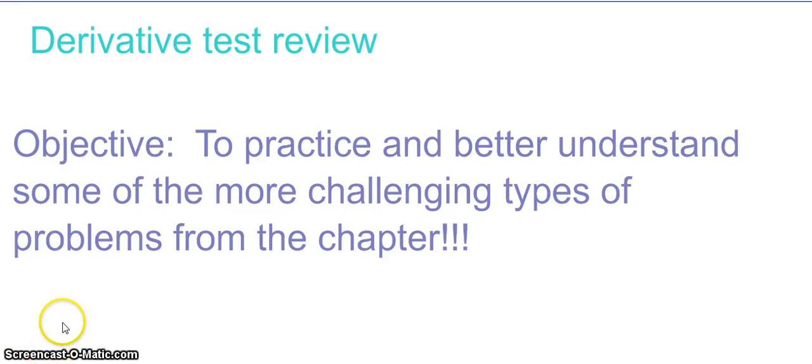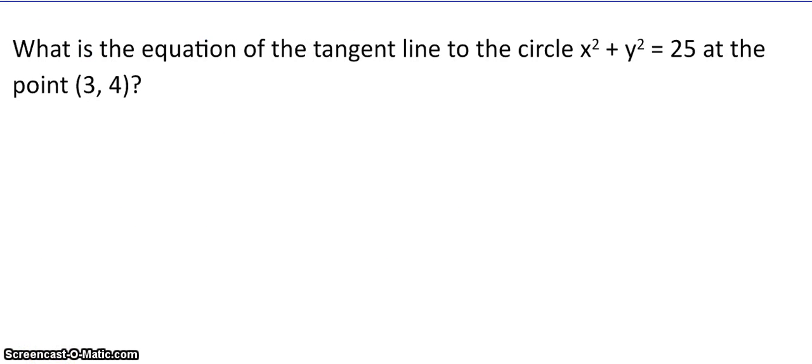Now we're just going to do some review. So first, what is the equation of the tangent line of the circle x squared plus y squared equals 25 at the point (3, 4)? Pause the video, do that, unpause when you're ready to check.